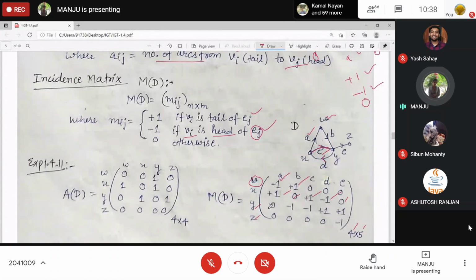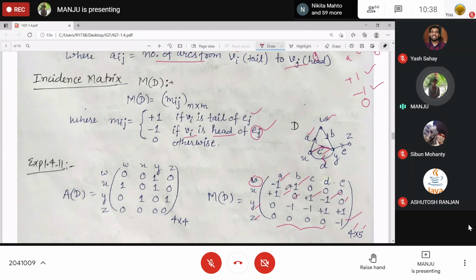Then Y and Z. Y with A, no relation, and Z with A, no relation. Actually, Z with E, you have some relation, and every other is 0, 0. That's why these four are 0, and with E, it is having inward, that is tail, not head, coming towards Z, right? Coming in. So that's why in Z it is negative, -1.